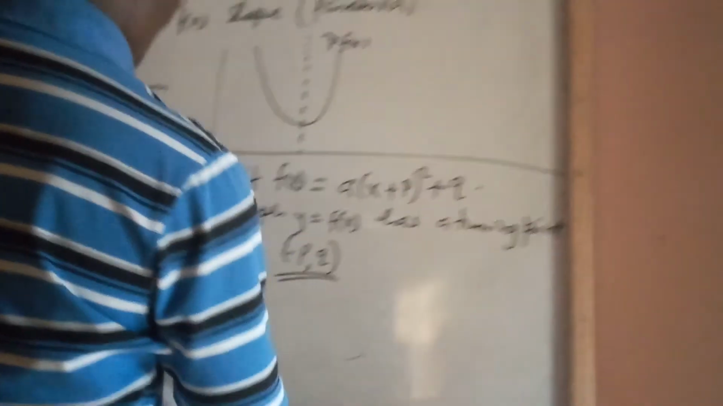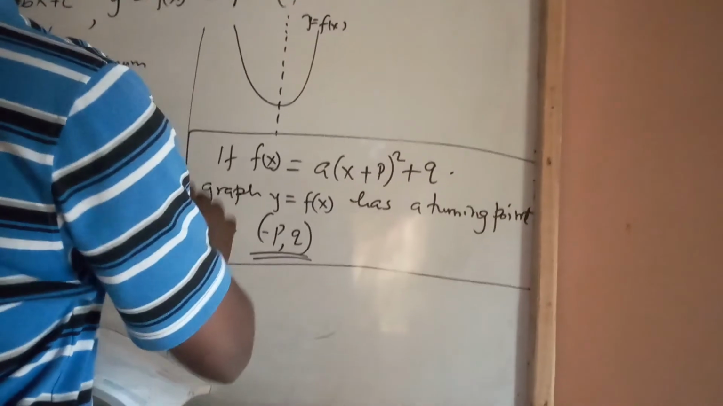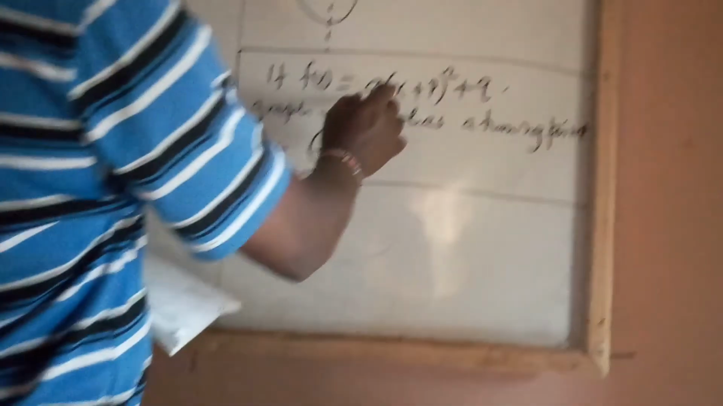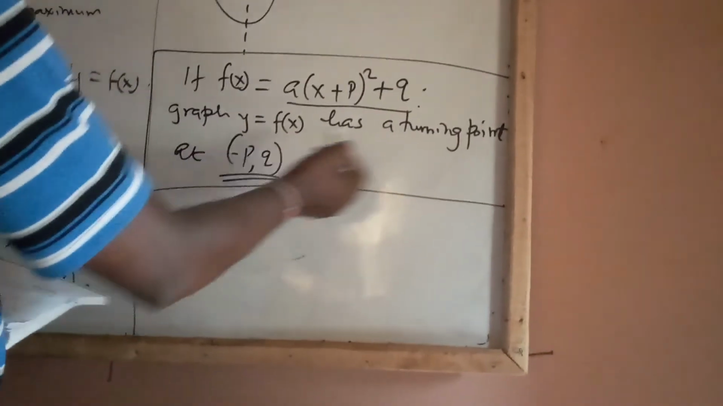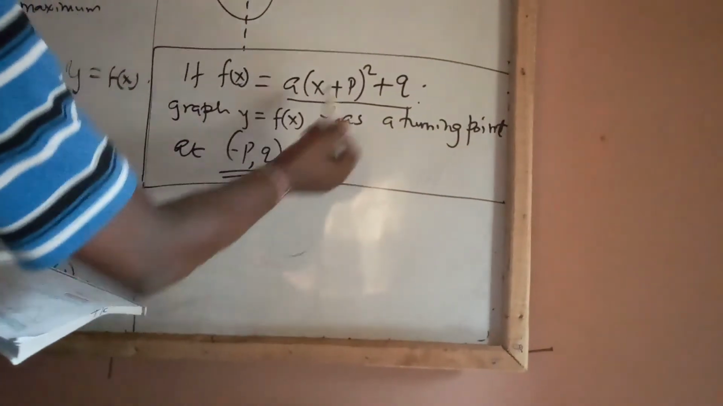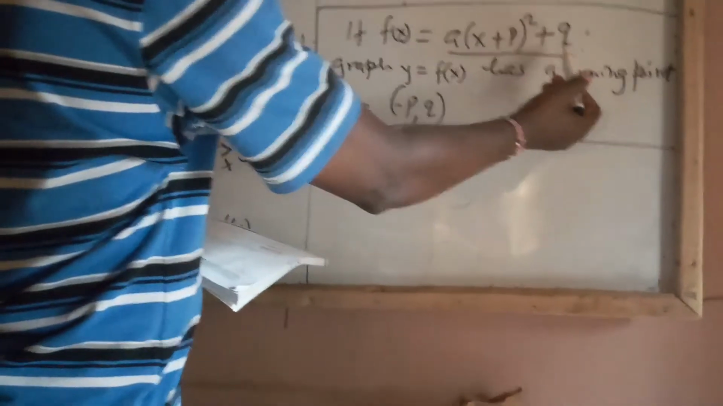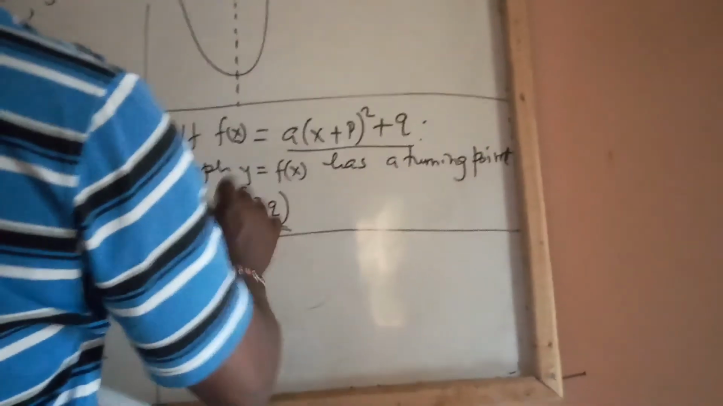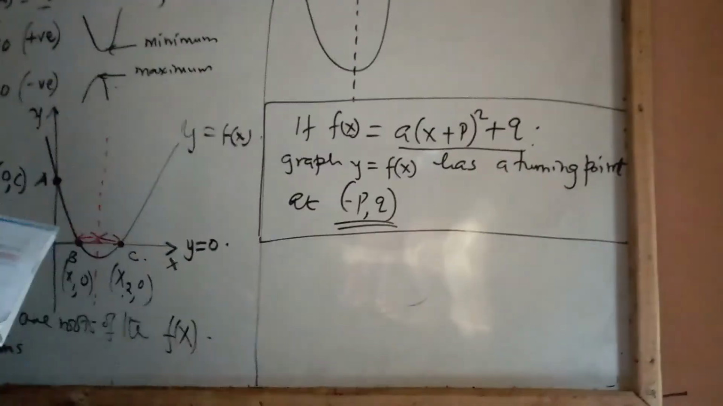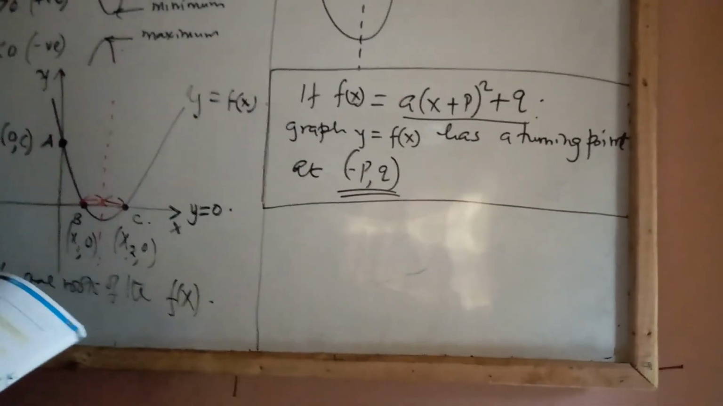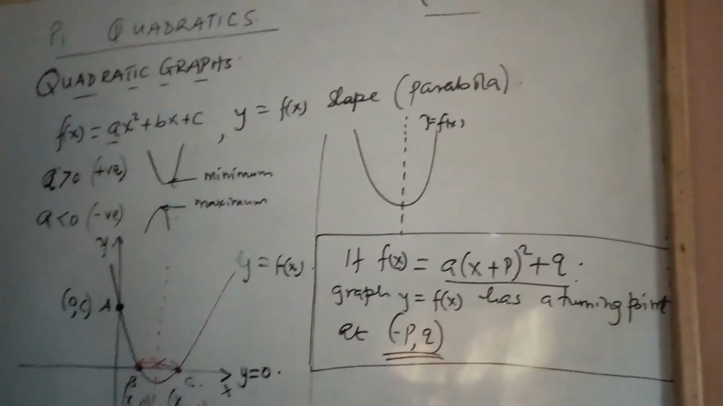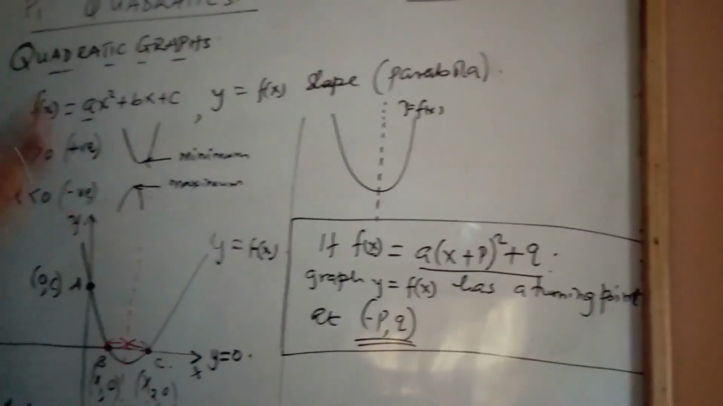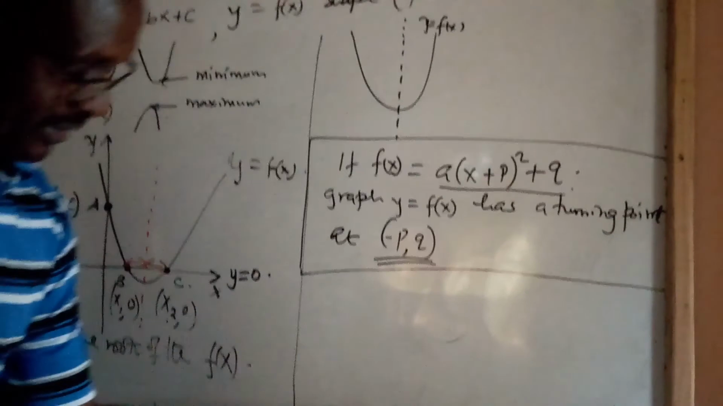This piece of information is quite important. Just take care of it. If f(x) has this particular form after completing the square, then the same graph has a turning point whose coordinates are the value of p, but this time negative, and the value of q. This is the coordinates of the turning point. We shall see this in example 11, but for now, that is just an introduction to a general look at quadratic graphs. More will be seen in examples, but for now, that is simply what we may call an introduction to quadratic graphs. All right?